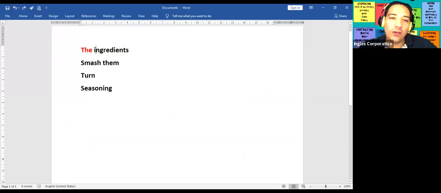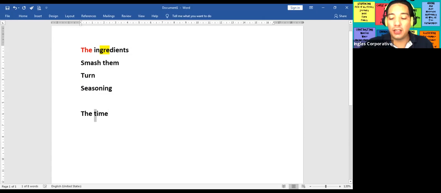Chicos, el artículo the tiene dos sonidos diferentes. Cuando va antes de una vocal, se pronuncia como the, antes de una vocal. The ingredients. ¿Alguien me puede decir dónde está el estrés de esta palabra? Ingredients. Lo que les acabo de decir, ingredients. Ok, ahí estaría el estrés. Entonces, el artículo suena the ingredients, the time, diferente, empieza con una consonante la palabra, entonces va como the.